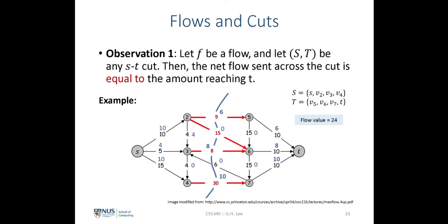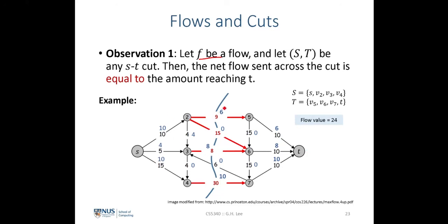The first observation that we can make is that, let f be a flow and let st be any st cut, which we have defined earlier on. Then the flow that is sent across the cut is equal to the amount of flow reaching t. So what this means is that if I have a flow over here, which is denoted by f, that I send across from my source node across the graph into the sink over here. So this would be the total flow that I'm sending from the source towards the sink.